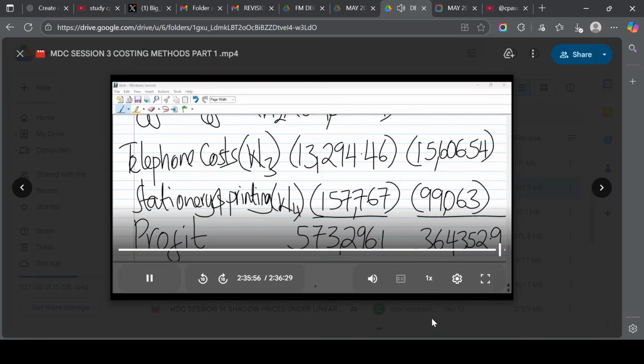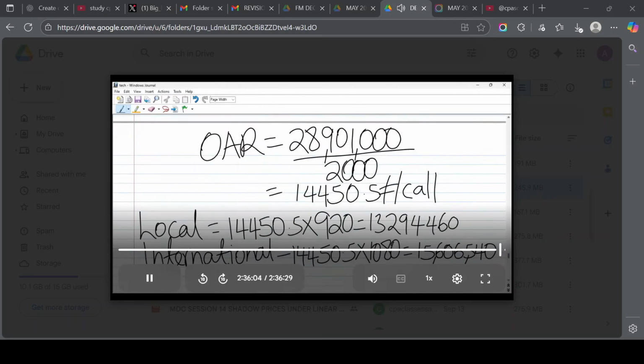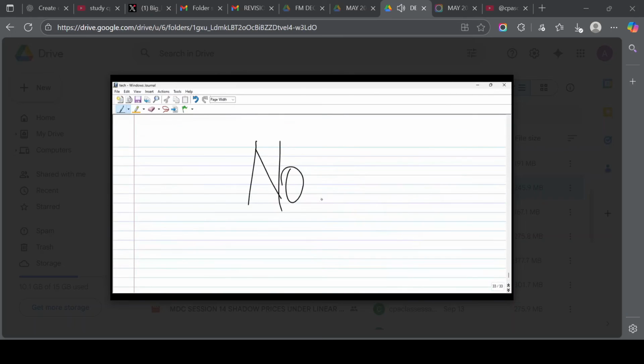November 2018, question 5. Then the first one: completing the one we've been doing. I want you to compute profit using traditional costing system because that profit was not given to us.